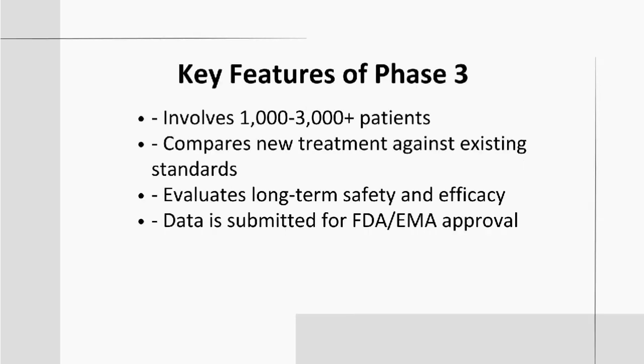Section 9. Key features of Phase 3. Phase 3 trials typically involve 1,000 to 3,000 plus patients, are conducted in multiple locations worldwide, last for several years to assess long-term effects, are the final stage before regulatory approval by the FDA or EMA. This phase is very costly but crucial for ensuring the drug's effectiveness and safety before market release.